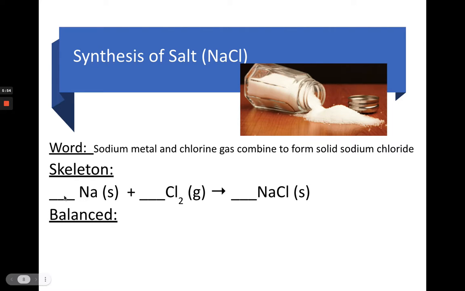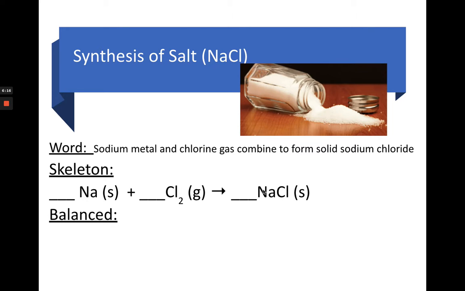Again, we have a skeleton here. Here's sodium metal, it's a solid, and chlorine gas we recognize as being one of the diatomic elements. So it's Cl2, that's an L, Cl for chlorine, 2, diatomic gas. And we write the correct formula for sodium chloride. We don't write NaCl2 because that would not be balanced in terms of charges.